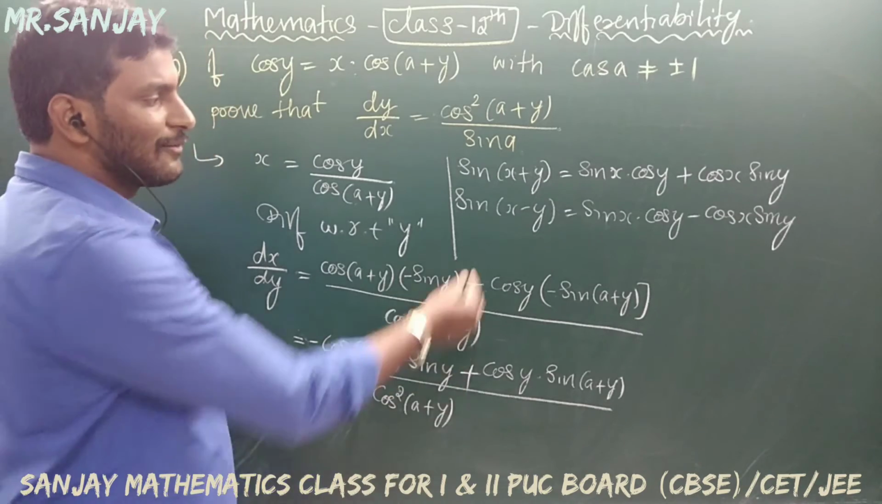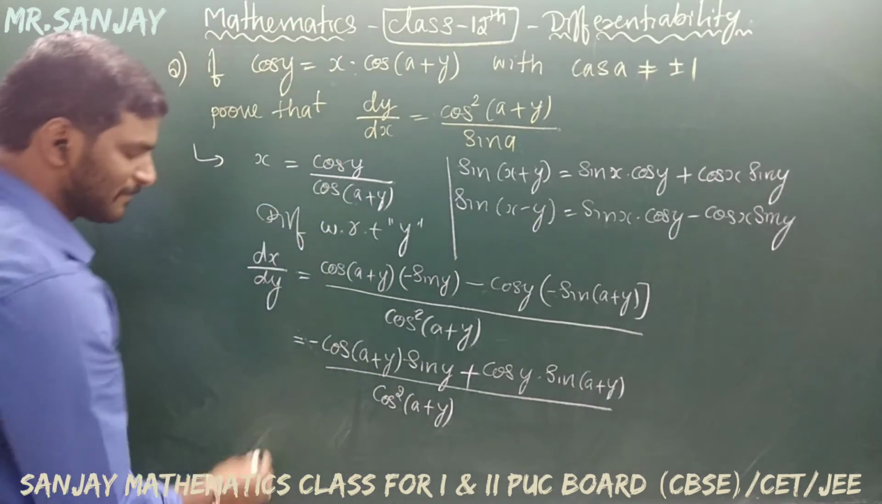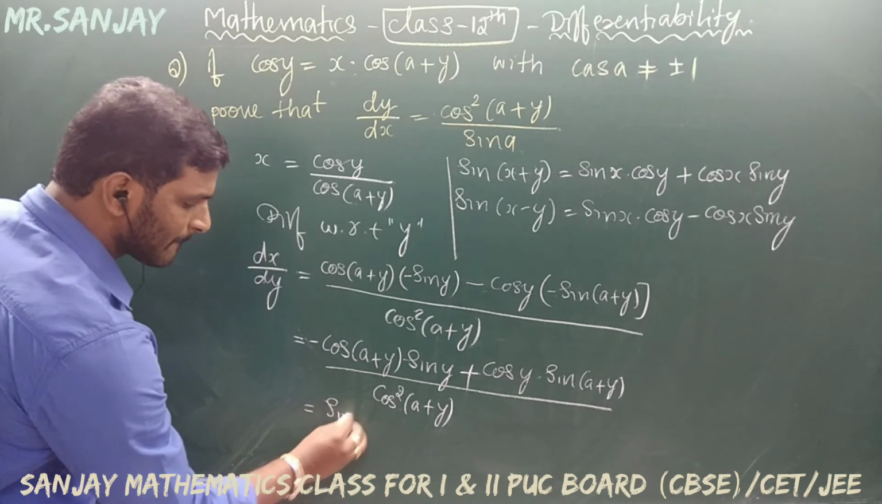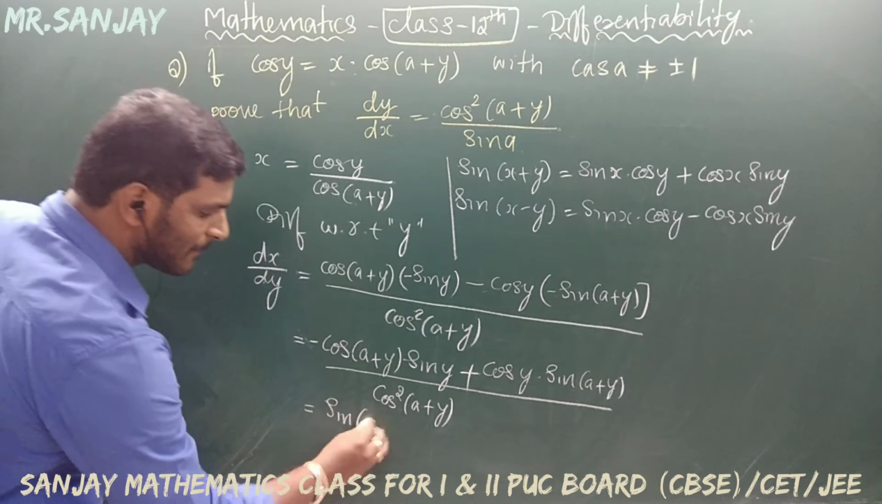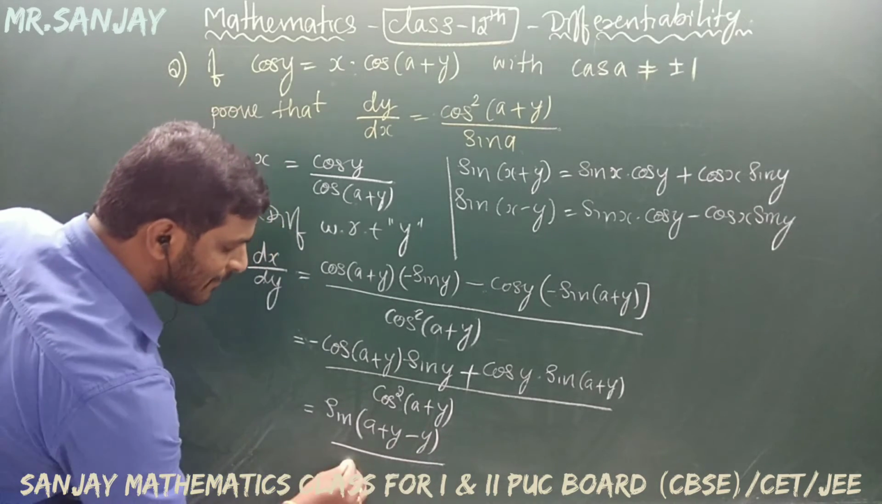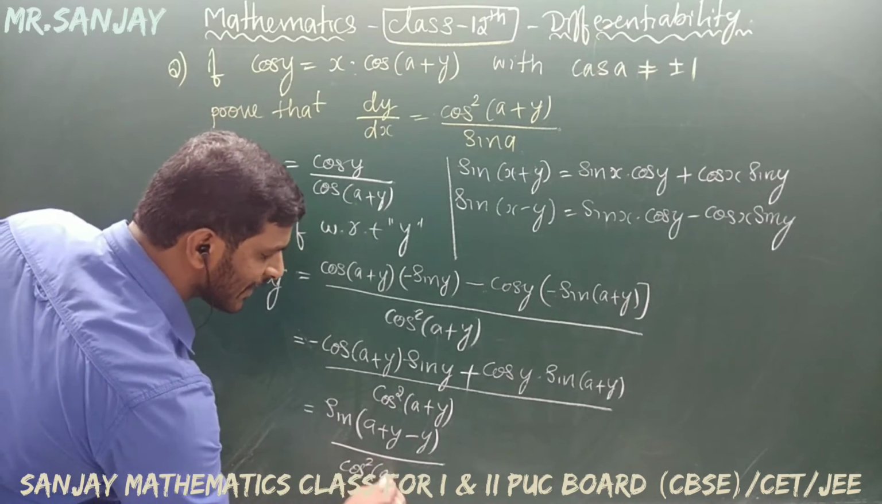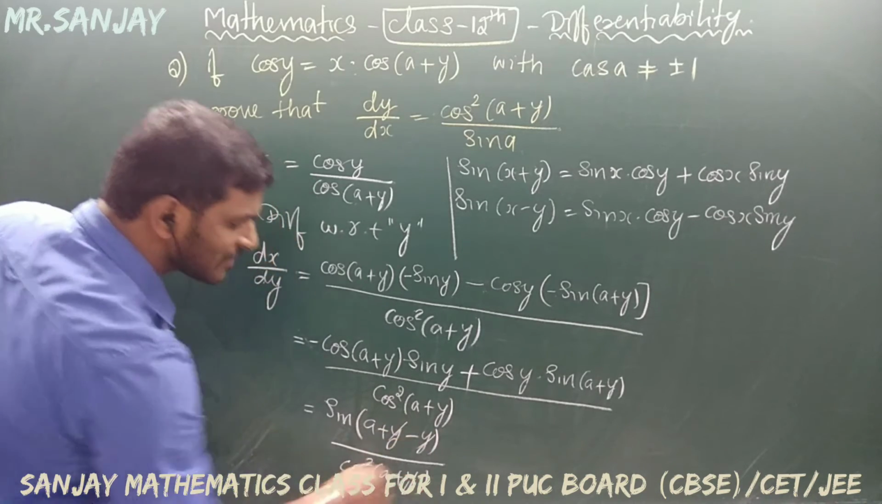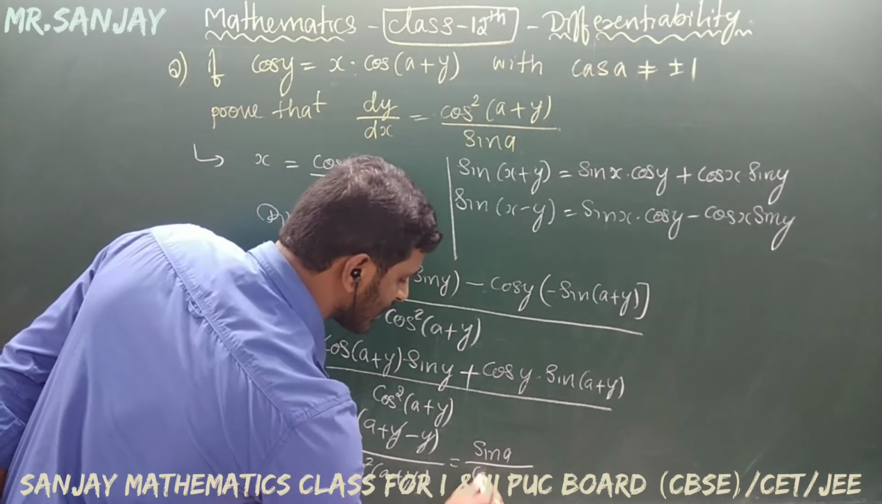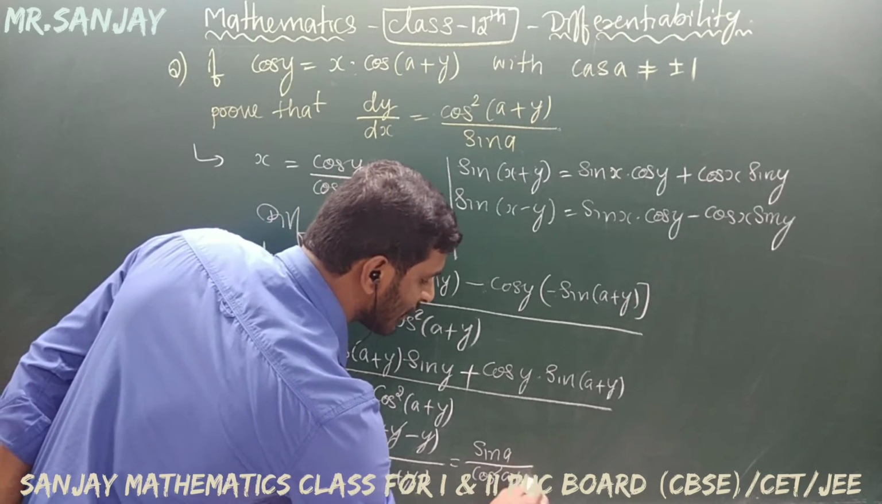So then what is the x value and what is the y value? Sin of (a plus y) minus y. Correct? Minus y. And divided by cos square (a plus y). So plus y minus y get cancelled. Remaining is sin a divided by cos square (a plus y).